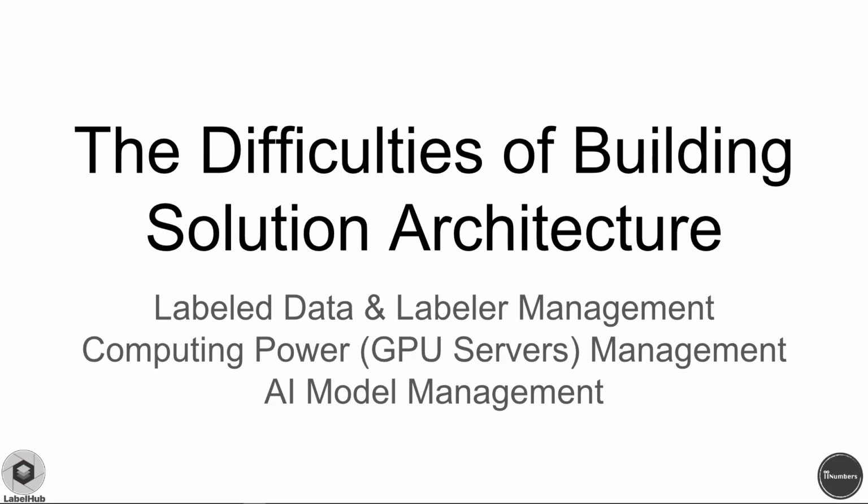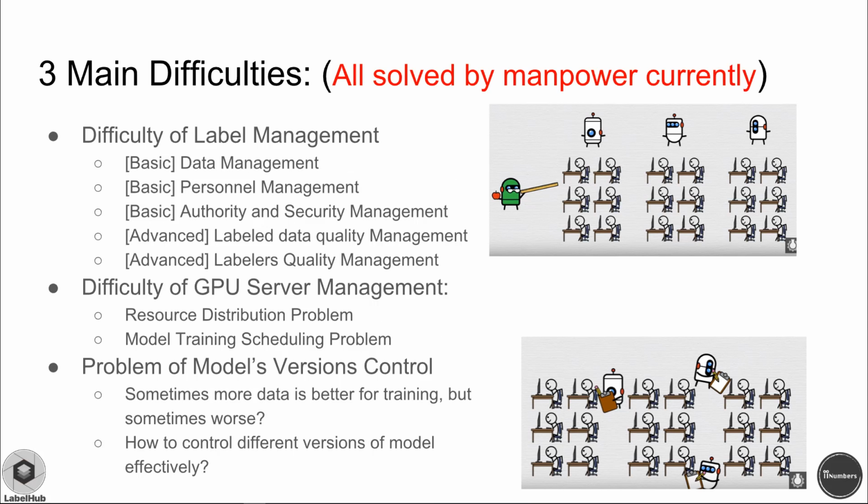Building the AI model requires a lot of labeled data, so we need strong support of labelers, computing power, and AI model management. Before, all of this management depended on manpower. Therefore, our product Label Hub is dedicated to making the management more efficient and automatic, including pre-labeling and auto-training. Through this human-machine mutual assistance, the learning of the AI model can be faster.